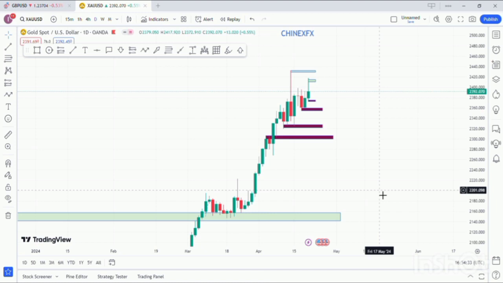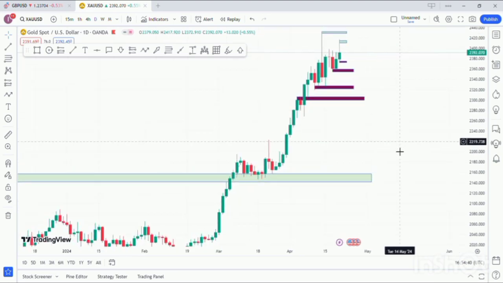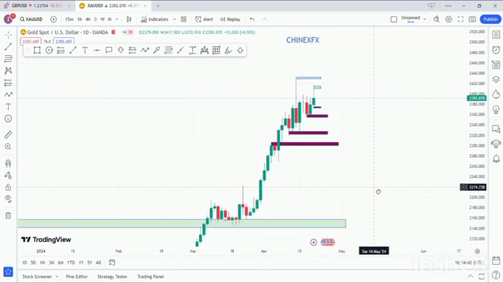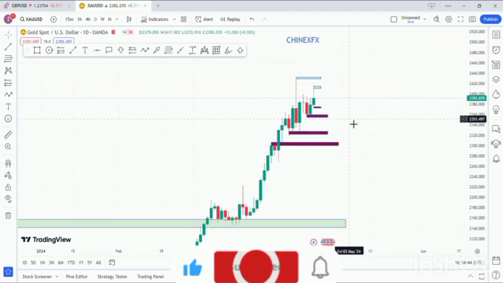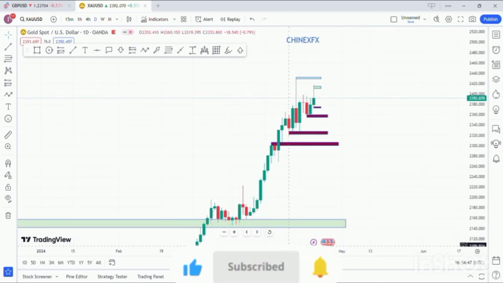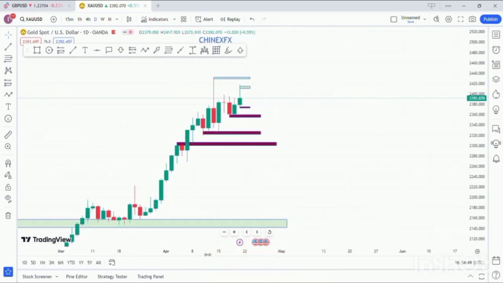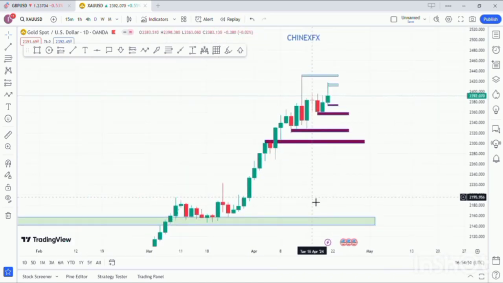Okay guys, this is XAUUSD on a daily time frame. As you can see, and you all know, XAUUSD has been on an uptrend for a while. Right here, there are some zones on my screen that have been marked out that we're looking out for XAUUSD to retest, respect, or even break out from for next week.